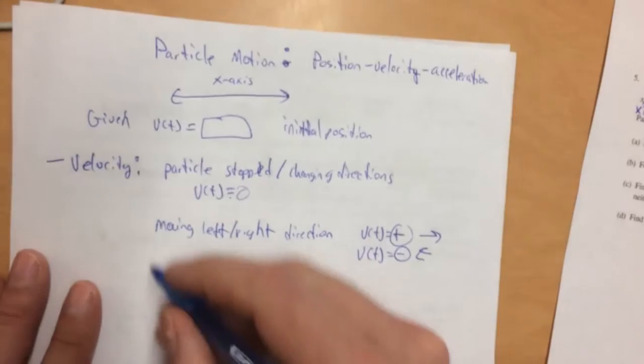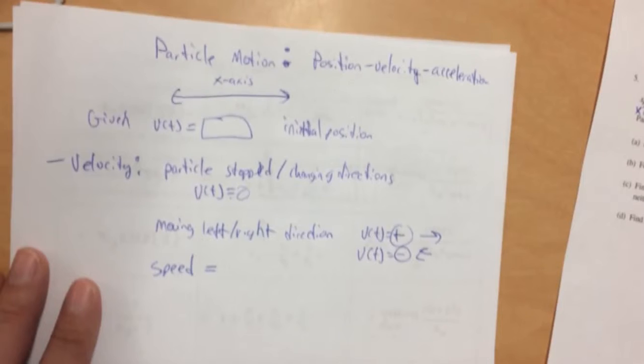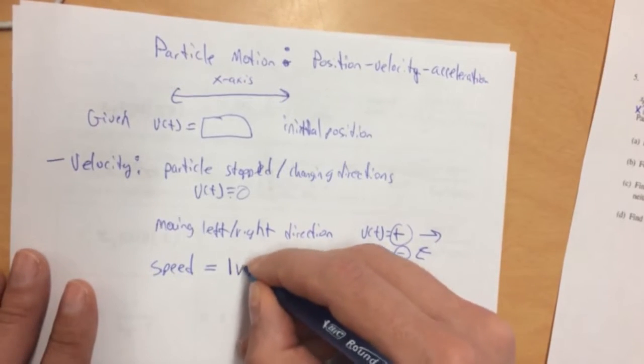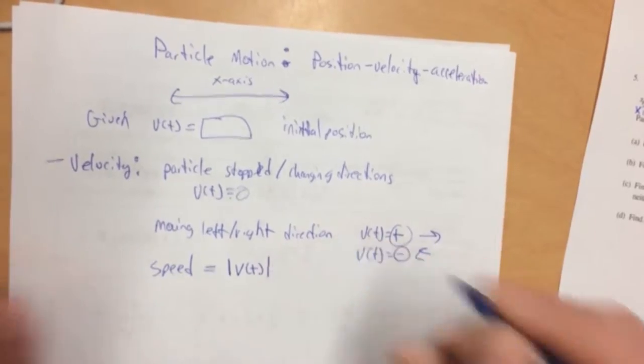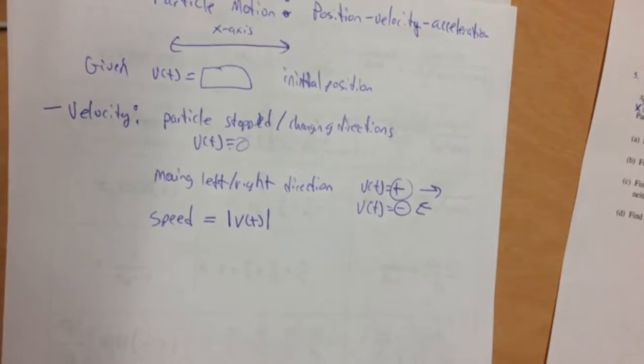Another thing they could ask you is the speed. This comes directly from the velocity. Speed is how fast, velocity is how fast and in what direction, and so the speed is the absolute value of velocity. So if you take the absolute value of the velocity, that just gives you the speed. It hasn't come up recently, but it's come up before.